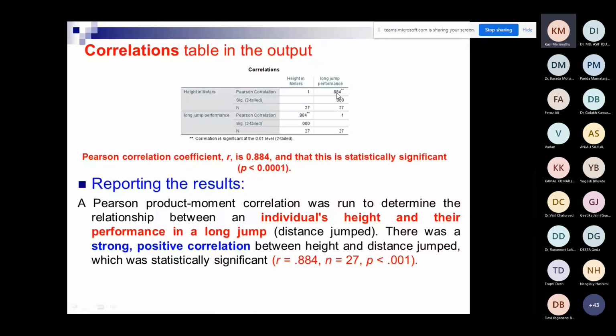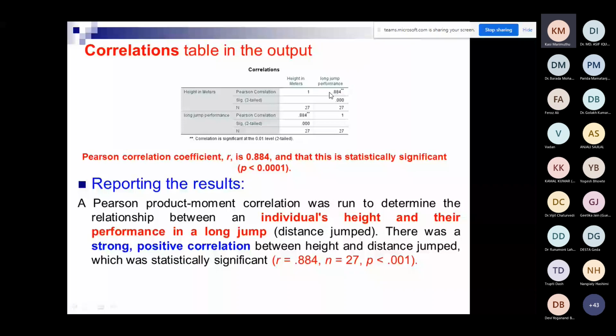The next one actually is the p-value. And this third row is the number of observations, the number of individuals from whom the data were collected. So there are 27 paired data, 27 individuals from whom the data were collected. So R, the Pearson correlation, equals 0.884.